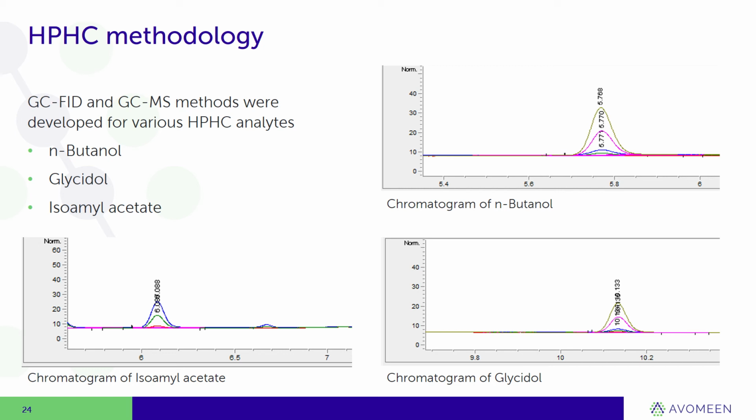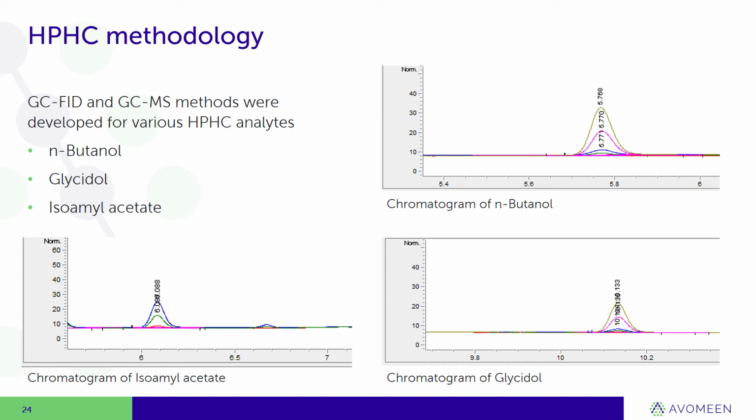All that means is that in our method development, we spiked in, or deliberately added, N-butanol to the products at different levels. So if you look, the green peak is the highest peak, so that was the highest level of addition, and the blue was the lowest. Similarly, in the bottom left corner, isoamyl acetate, as well as in the bottom right corner, the signal for glycidol in varying concentrations.